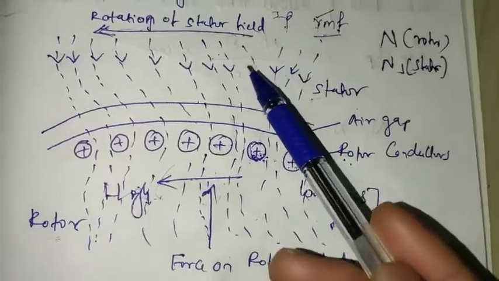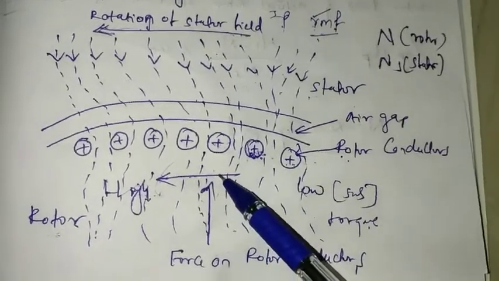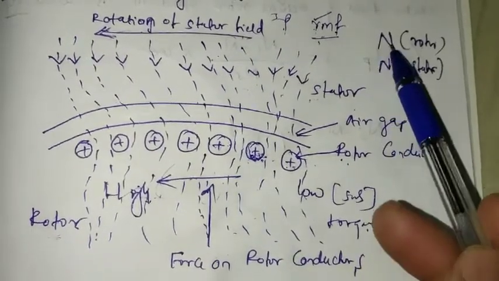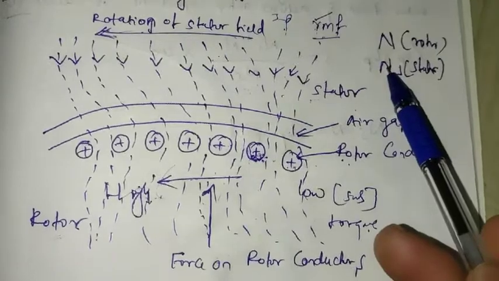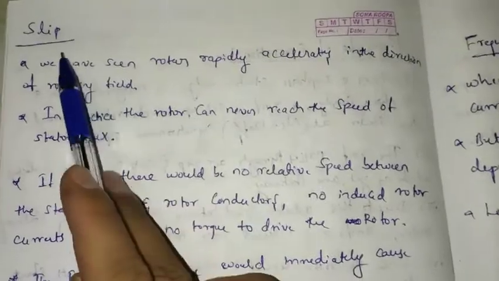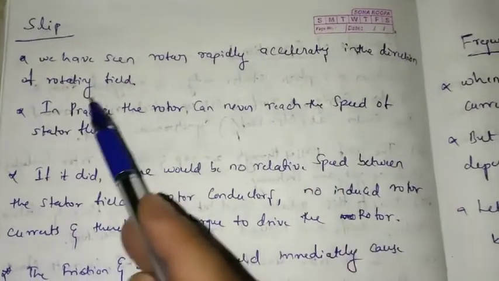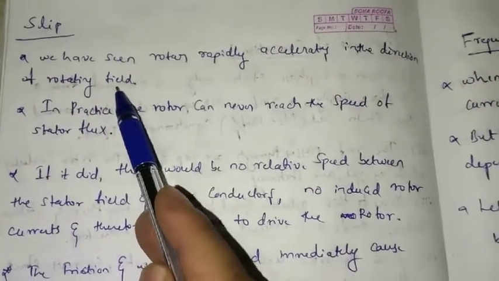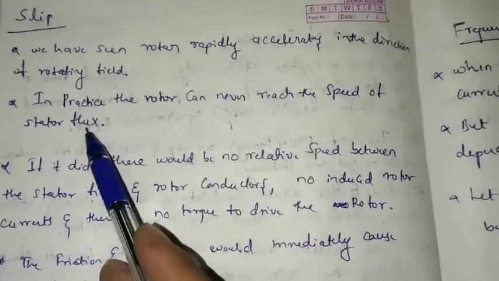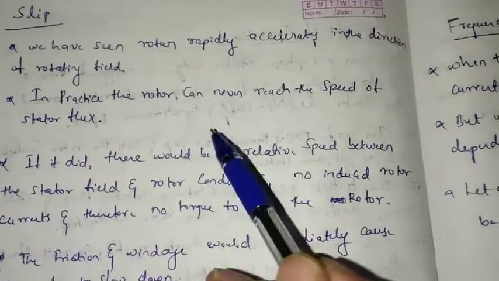Practically, the synchronous speed is always greater than the actual speed of the induction motor. So N never catches the speed Ns. It is always nearest to Ns, but never equal to Ns. So here comes the concept of slip of the induction motor. We have seen the rotor rapidly accelerates in the direction of the RMF, the rotating magnetic field. But practically, the rotor can never reach the speed of the stator flux. Stator flux means RMF. Rotor speed means the actual speed of the induction motor.